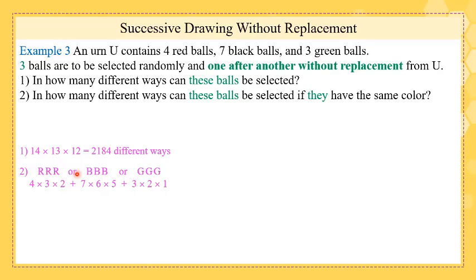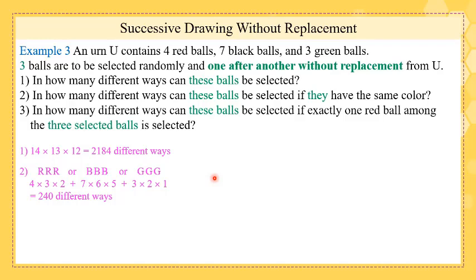And OR is going to be represented by this plus. Now black, we have 7 black, so it becomes 7, 6, 5. And this OR would also be represented by a plus. And then green, we have 3 green balls, so we get here 3 times 2 times 1. So we use the same previous way, which is the arrangement way, but here we have to pay attention to the total of each subset. So we're going to have 240 different ways.